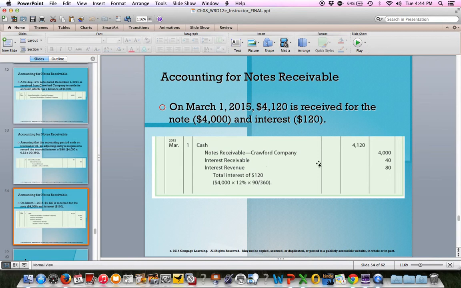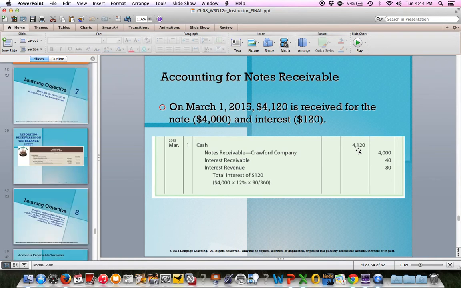Okay, so I credit interest receivable, which basically undoes the adjusting entry from December 31st when I debited interest receivable. I credit interest revenue for what I've earned in 2015, basically 60 days worth of interest in 2015. I credit the principal of $4,000 note receivable, and I debit cash for the full amount I received of $4,120. Okay, and now I'm good to go. I've recorded the collection.